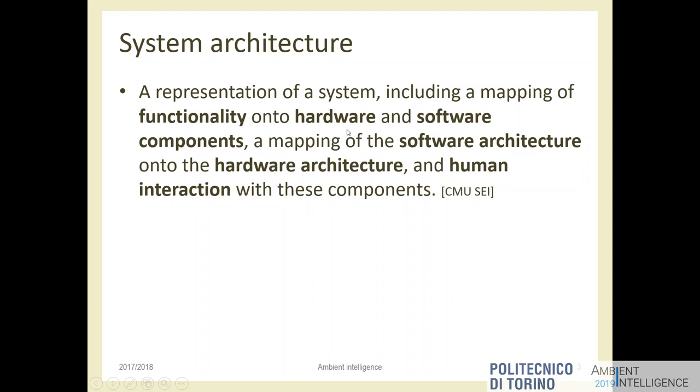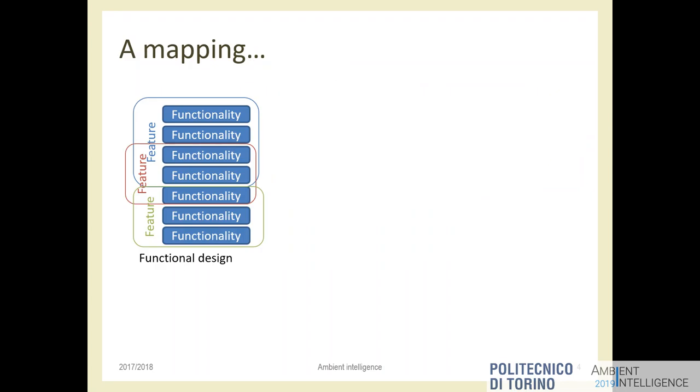In our case, we are trying to develop a mapping of the functionality of the features onto hardware and software components. This is a definition from CMU. So mapping the software architecture onto the hardware architecture and the human interaction with these components. So trying to give a real life to the definitions, to the requirements that we have been working on until last week. So I try to visualize this mapping in this way.